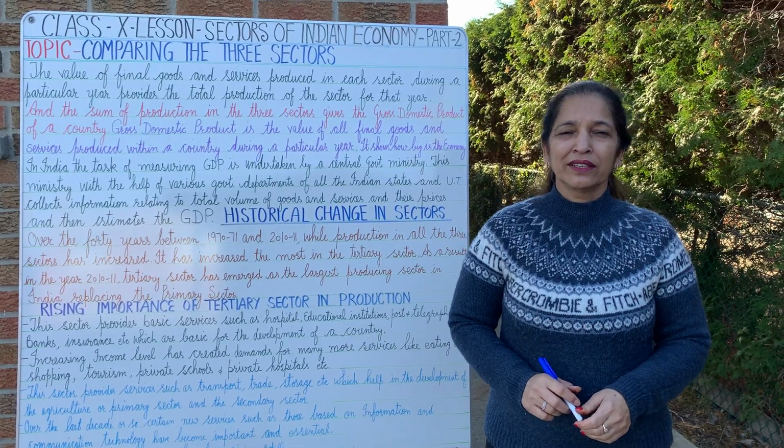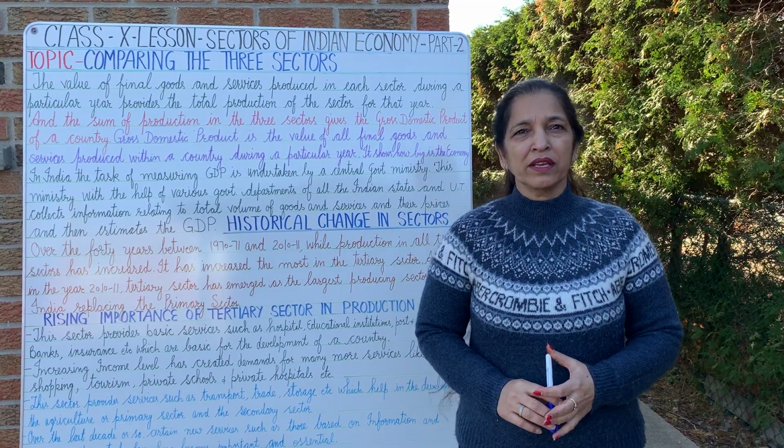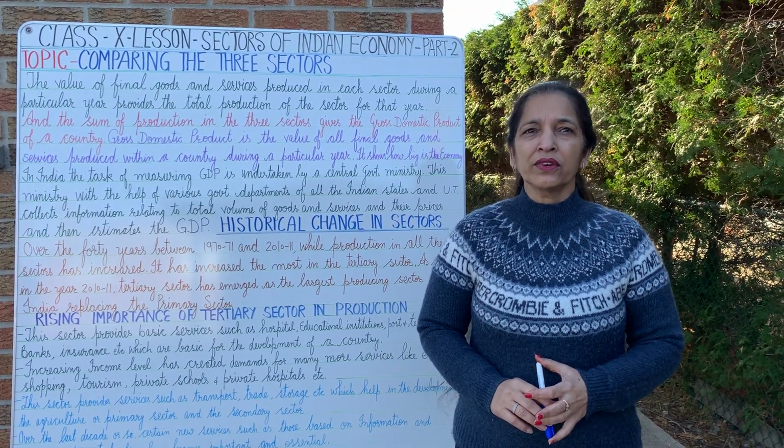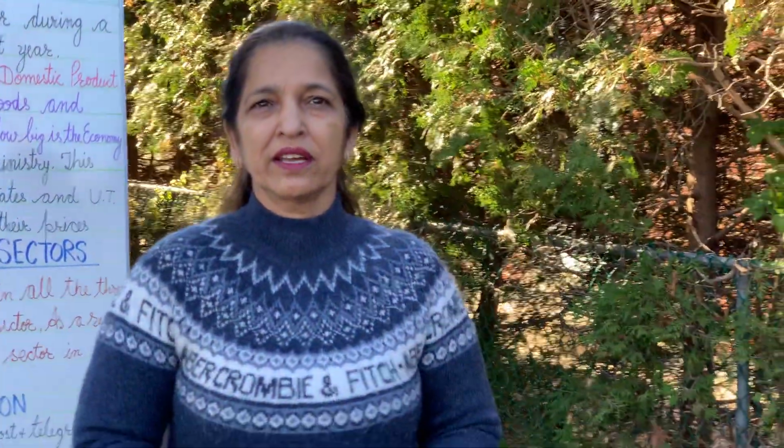Hello children, today I will continue the lesson on sectors of the Indian economy, and the topic is comparison of the three sectors, that is the primary, secondary and tertiary sector. As we have done in the previous video, the classification of these sectors is on the basis of their nature of activity. These three sectors help in the production of goods and services and employ a large number of people.